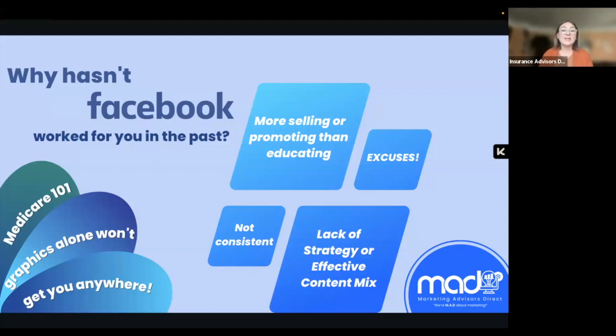Maybe you weren't consistent. I actually had an agent ask me the other day, they were like, well, how do you have all the time for this? And I'm like, I make the time. I spend 30 minutes every day scrolling through Facebook groups, commenting and engaging. And it's something that is going to help build my brand as time goes on. You have to be consistent, because if you're not consistent, you're not going to go anywhere.